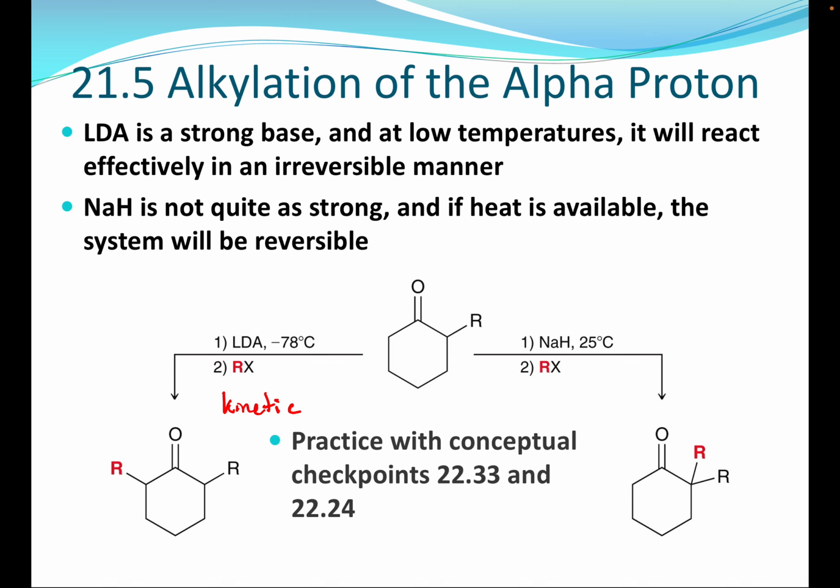So here's our minus 78 degrees C that I had mentioned in an earlier video, and then introduce your alkyl halide. And of course, this is SN2, so we want it to be a primary alkyl halide ideally. If you want to make the thermodynamic product, which comes from the more substituted enolate, you will use sodium hydride.